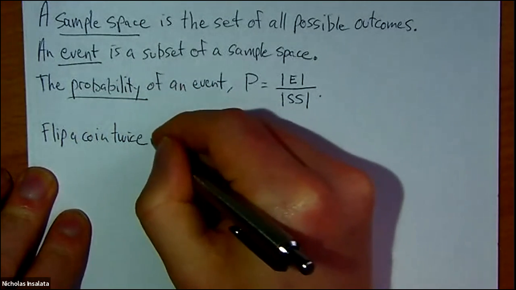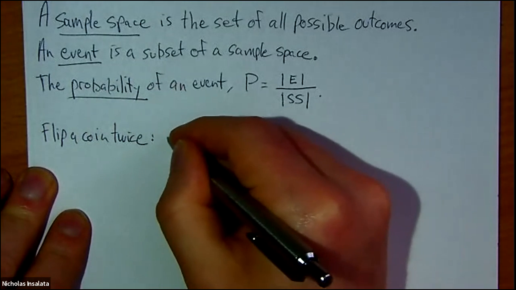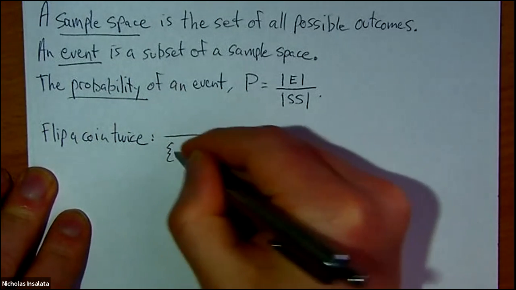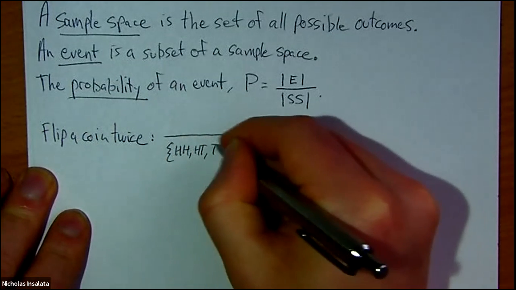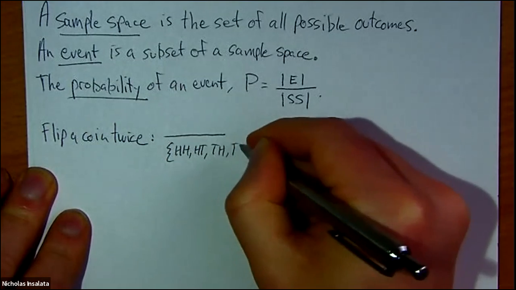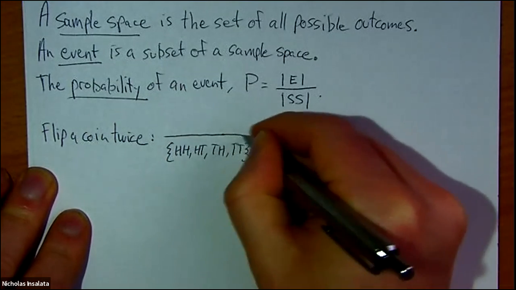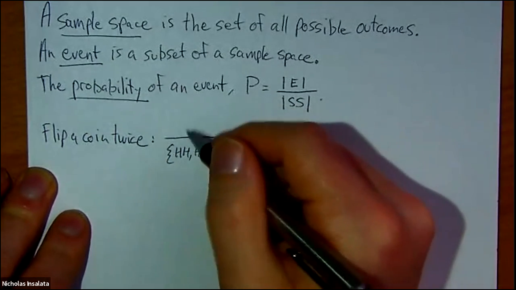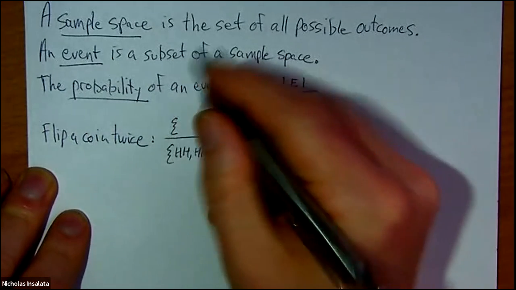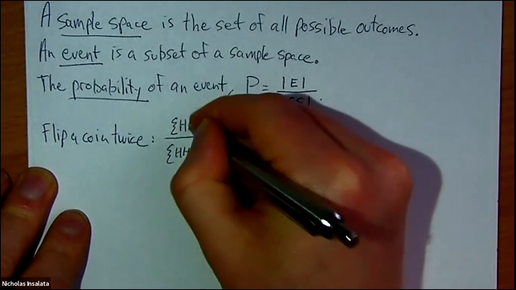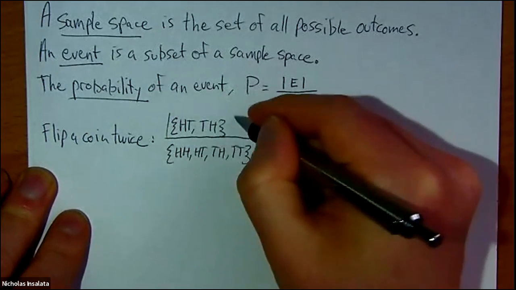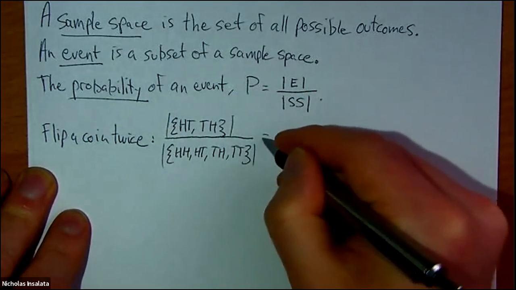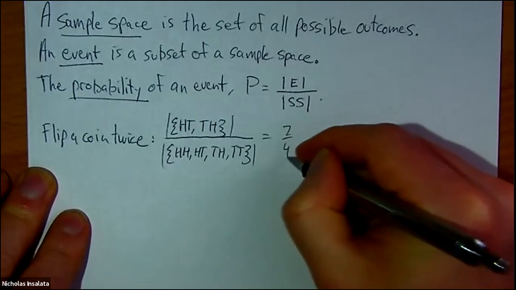So for example, flip a coin twice. The sample space is going to be heads, heads, heads, tails, tails, heads, tails, tails. And the event space for getting one heads and one tails would be heads, tails, tails, heads. And we want to take the sizes of these divided by each other. So we'll get 2/4 equals 50%.